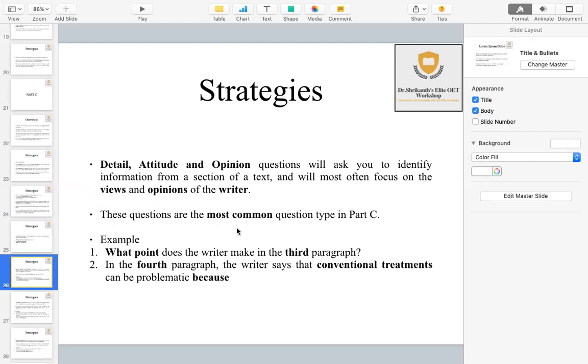These are the most common questions in Part C. Understand this: in Part C of the reading module, detail, attitude, and opinion type questions are the most common. So let's see certain examples of these questions.